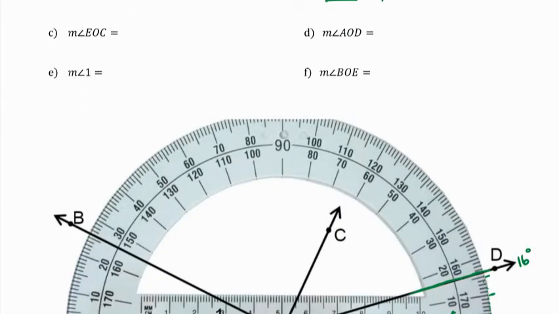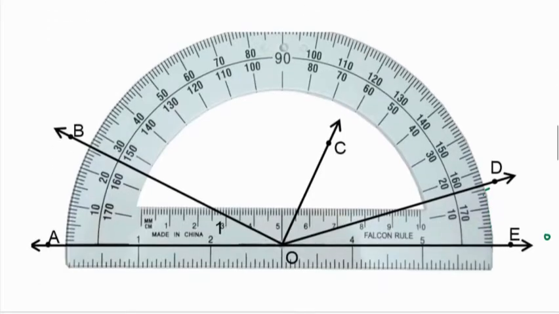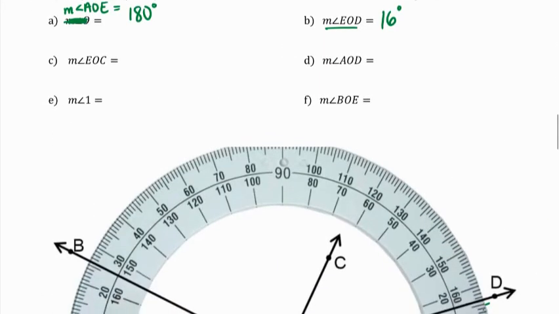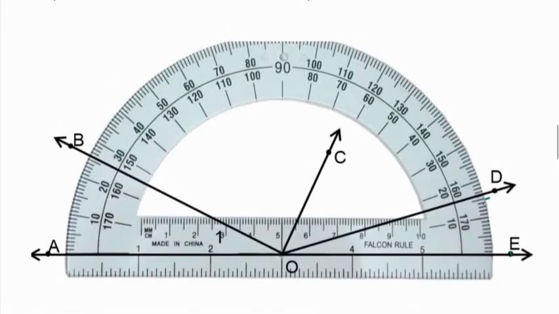Okay, let's try one more here. So our next one is EOC, right? So again, we're starting at point E. That's at our 0 degrees. And this time, though, I'm going to open up to point C. So now I'm looking for the measure of this angle, right?